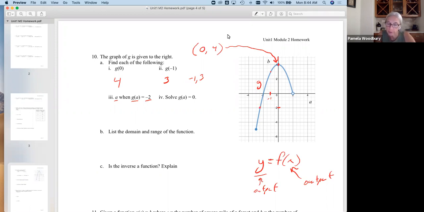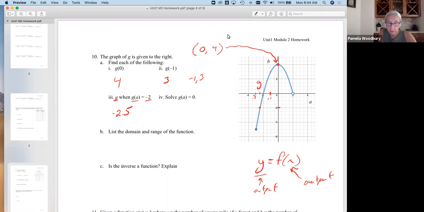What input caused that? We're looking for this input here. At what input will the output be -2? I come up here to my horizontal axis and I see that's -3 here. So this must be halfway between -3 and -2, which is -2.5. So when my input is equal to -2.5, my output is equal to -2.